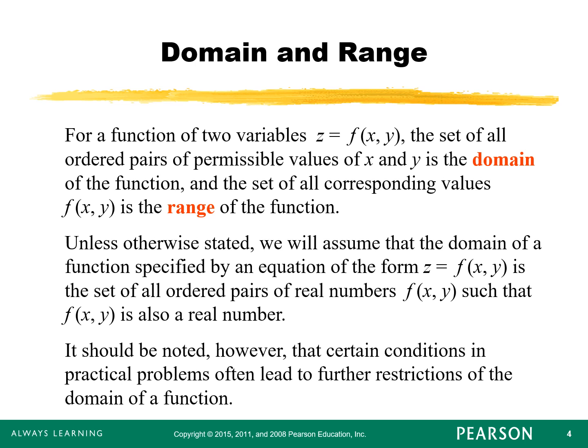For a function of 2 variables, that's for domain and range, z equals f(x, y). The set of all ordered pairs of permissible values of x and y is the domain of the function, and the set of all corresponding values of f(x, y) is the range of the function, unless, and be careful with this one, unless otherwise stated in the equation itself. We will assume that the domain of a function specified by an equation of the form z equals f(x, y) is the set of all ordered pairs of real numbers (x, y) such that f(x, y) is also a real number. It should be noted, however, that certain conditions in practical problems often lead to further restrictions of the domain of the function.